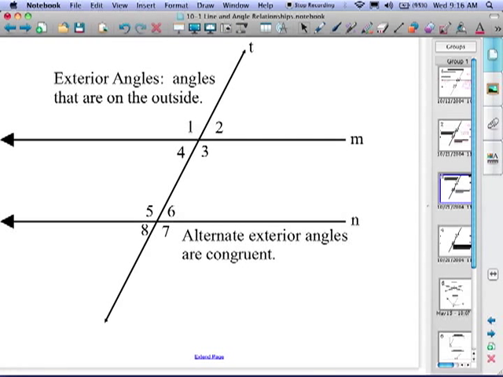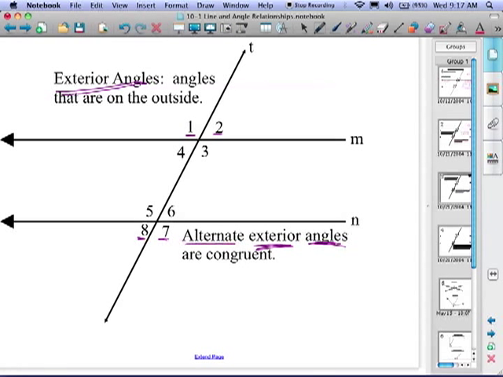Another type of angle we're going to look at are something called exterior angles. They are angles that are on the outside of the parallel lines. So we have 1, 2, 8, and 7. On this board, we're going to be told that alternate exterior angles are congruent. So the exterior angles are 1, 2, 7, and 8.